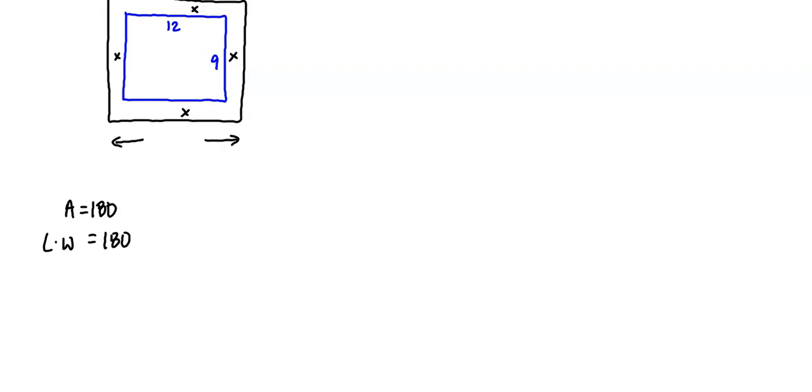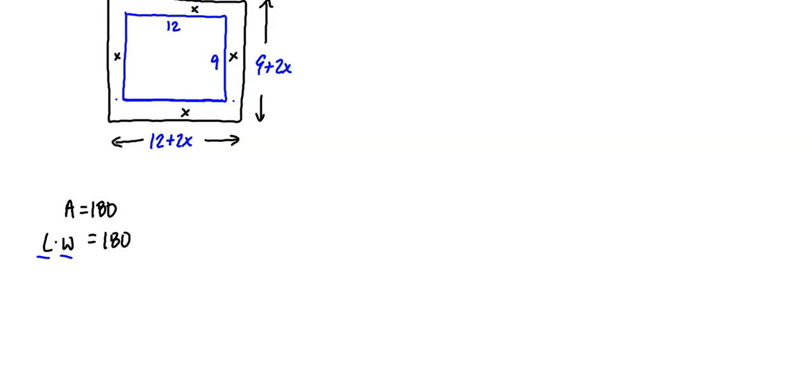But what I can do is, I know that this is 12 plus x plus x. So I basically have 12 plus 2x. And then go in the other direction. I'm going to have 9 plus 2x, because I got the border on each end. So I can kind of replace those two dimensions for my length and my width. And I'm going to have 12 plus 2x times 9 plus 2x, and that's got to shake out to be 180.